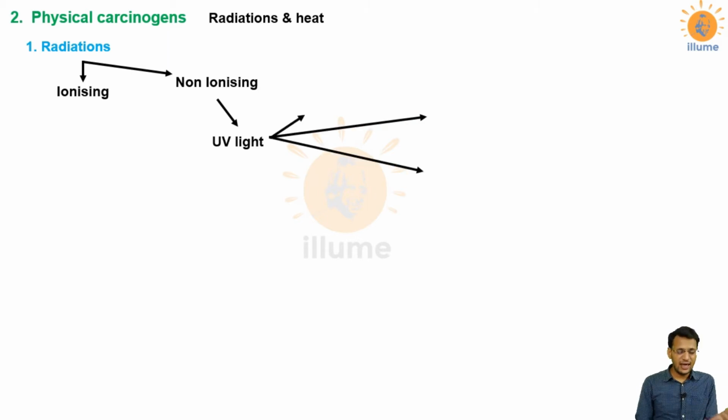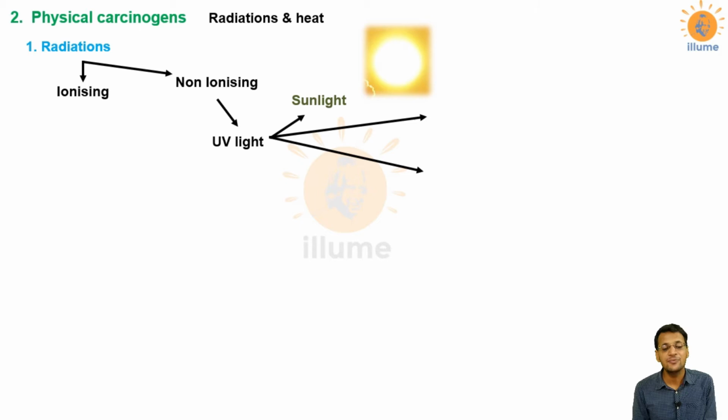Now where would we encounter ultraviolet light? The first source of ultraviolet light is sunlight. In sunlight there is always the presence of ultraviolet radiations, though the radiations are not that intense. The UV radiations belong to the low energy ultraviolet category, but still if we are exposed to the sunlight for a longer time, then we might suffer from cancers.